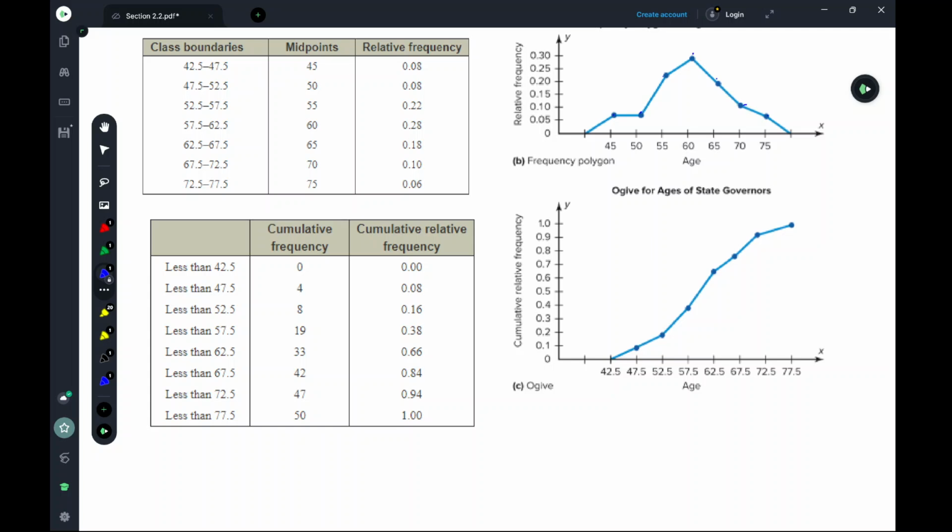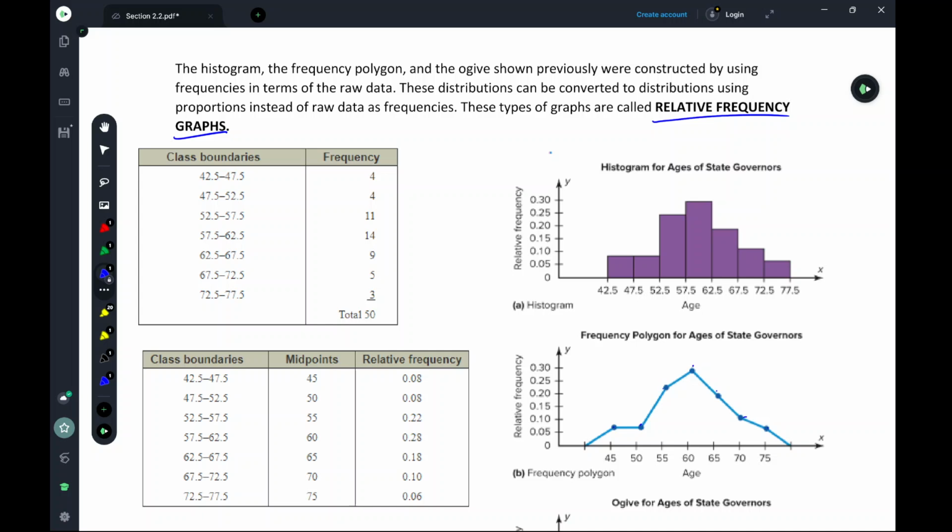Okay, but how did we get this concept of a relative frequency? Well, here's how we did it. It actually comes from something we did in the previous section, section 2.1. We asked ourselves percentages.